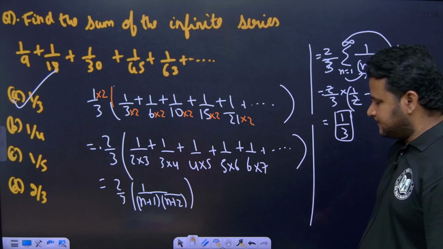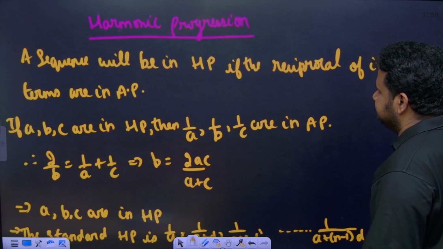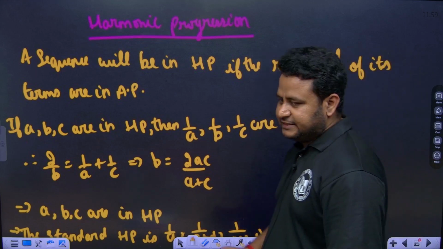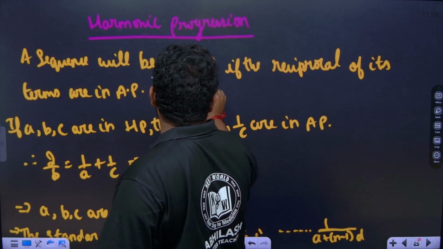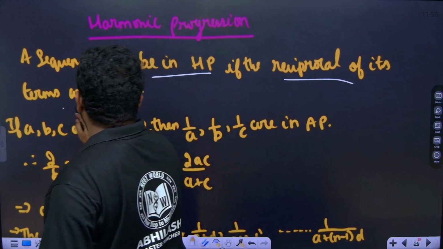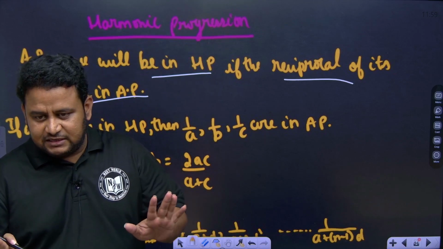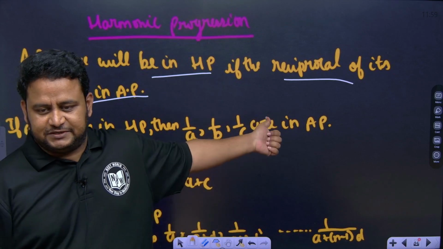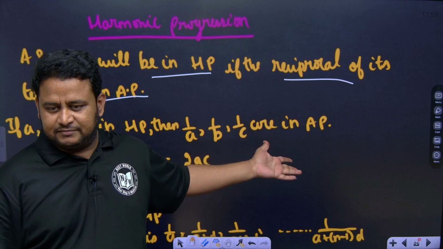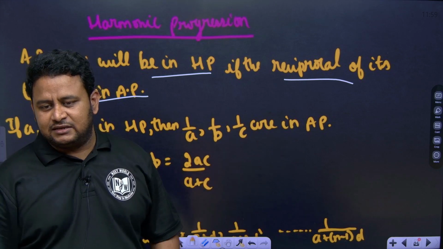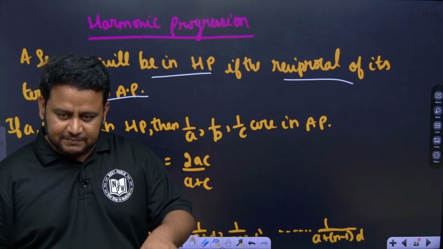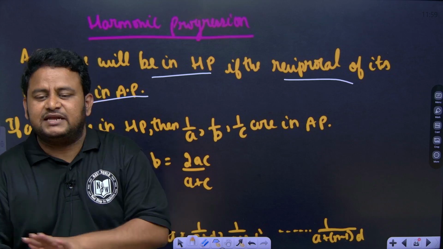Clear? Okay. Next we will go to HP, harmonic progression. Here, a sequence will be in HP if the reciprocals of its terms are in AP. Suppose a sequence is in AP, if you write its reciprocal, that is HP. That's all, that is what they mean. Suppose A, B, C are in AP, if you write the reciprocals 1 by A, 1 by B, then 1 by C, they are in HP.